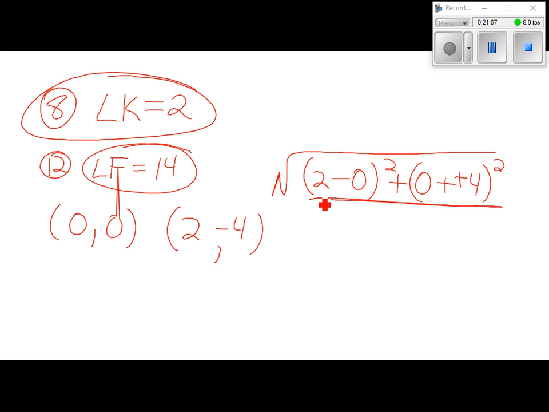Anybody get an answer yet? 20. Anybody else get that? Is that our answer? No. What do we still have to do? Take the square root. Is it going to come out all nice and even like these others have? No. So what's this symbol mean again? Approximately. It's 4.472. So we should probably round that up to 4.5. Shortest distance from that point to that point.